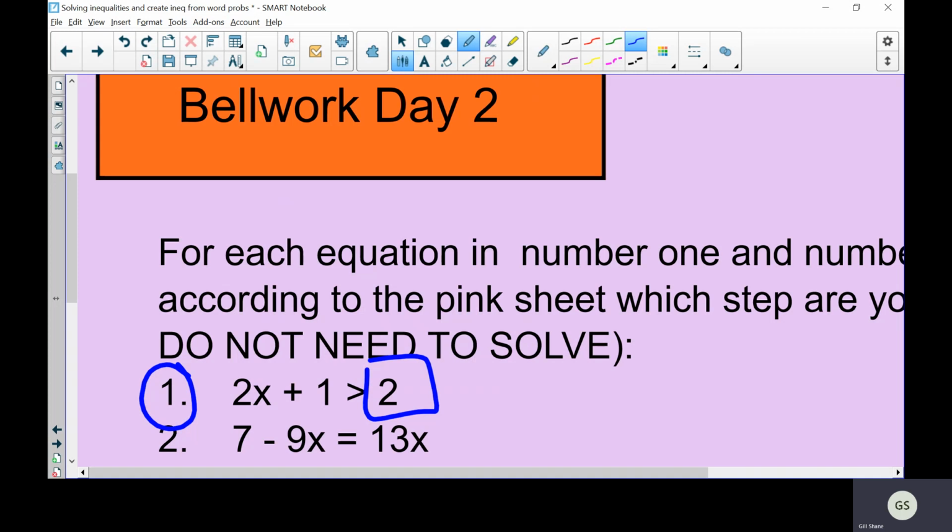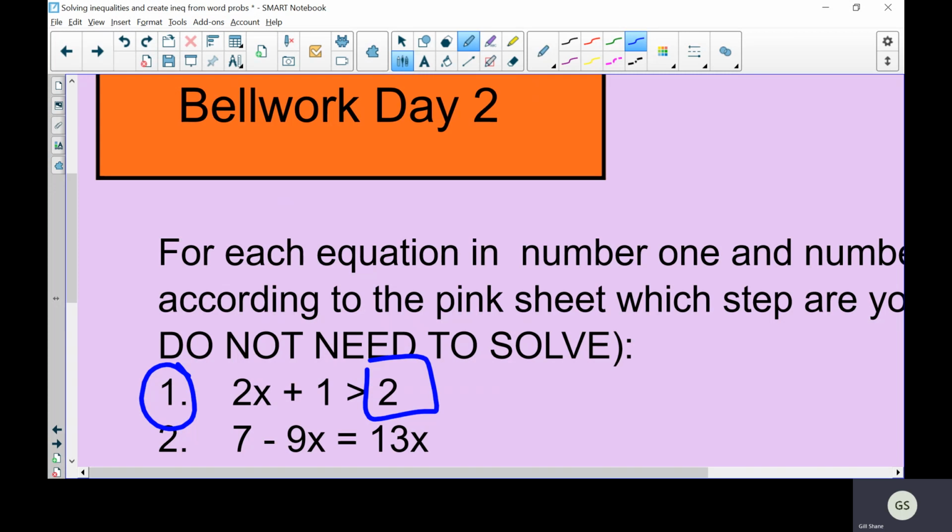In step 4, it says get rid of the term with the variable on the right. Well, if you'll notice, I don't have a variable term on the right. All I have is a constant. So I can't be at step 4 if there's no variable term on the right. Also, if you look to the left of step 4 on the pink sheet, it shows clearly that you have two terms on both sides. One term with a variable and a constant on the left, one term with a variable and a constant on the right. So I'm all the way down at step 5.